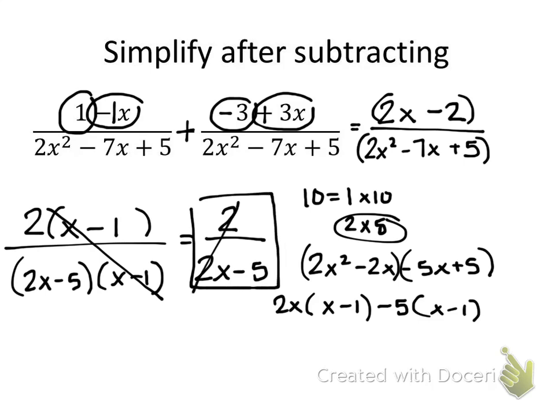Can I cancel out those 2's right there? Nope, because 2x minus 5 is a pair, and it is off limits. We cannot do anything to it. All right, let me give you one like this to do on your own.